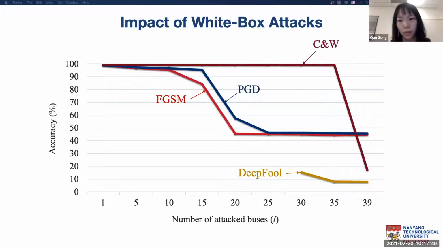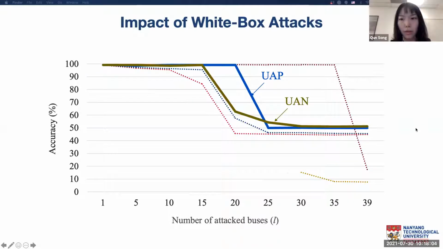Although DeepFool and C&W are considered very powerful in the field of computer vision, in the context of VSA, they need to tamper with too many bus voltage measurements, which implies a very high attack overhead. For the universal attacks, when tampering with 20 and 25 bus voltage trajectories, the UAN and UAP attacks become effective.